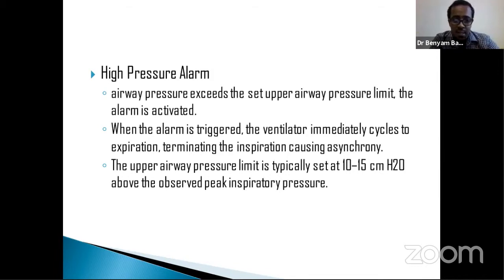When we set the upper airway pressure limit, we usually set it 10 to 15 centimeters of water above the peak inspiratory pressure. So if the observed peak inspiratory pressure is 20, we usually set it at 35 or 40.